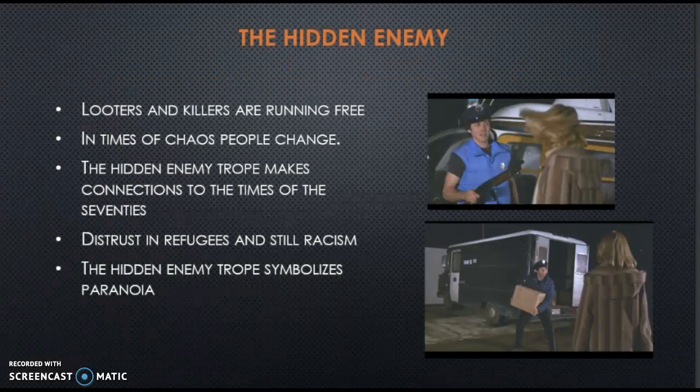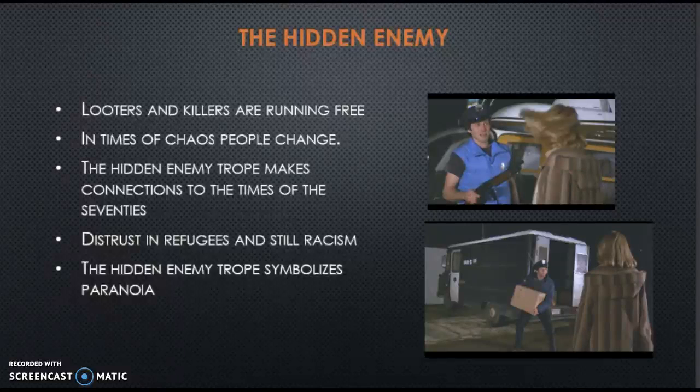The hidden enemy. There are a bunch of looters and killers running free now. And that's because at the very end, when everyone sees that the shit's about to hit the fan, everyone starts to lose it. Crime goes up, people see the opportunity to get away with things, and they take it.